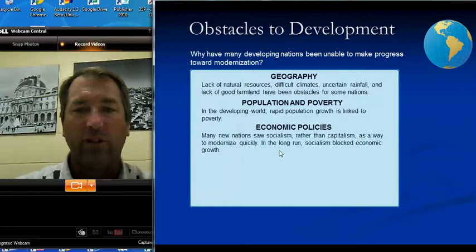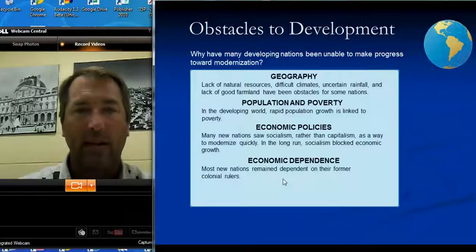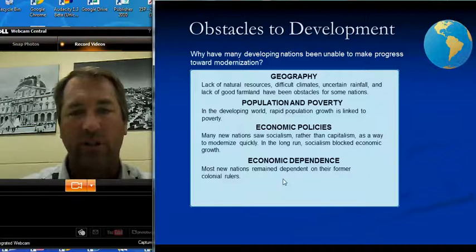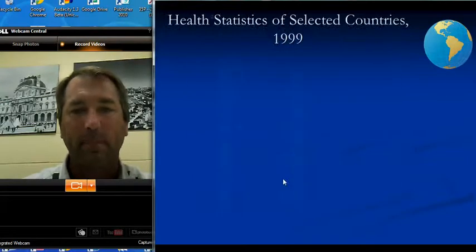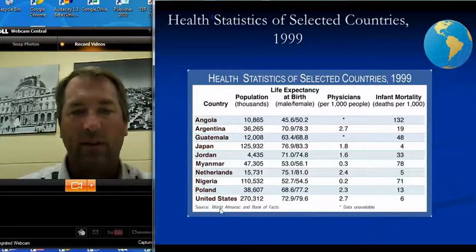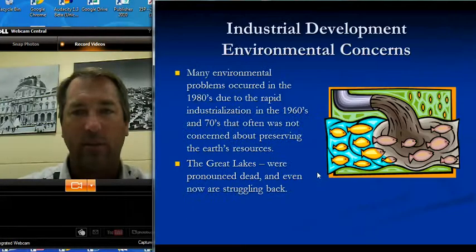Geography, population, and poverty. We'll be talking about world population trends and how we as Christians view that, the economic policies countries have to make it easier or harder for you to develop a capitalistic economy, and of course the last one there, political instability. You can see not every country has the same level of life expectancy. You get all the way down to 53 years here, 45 in Angola, whereas more developed countries have much higher life expectancy and less infant mortality.